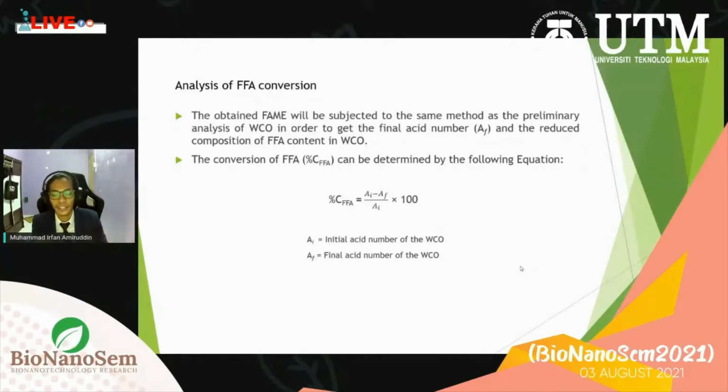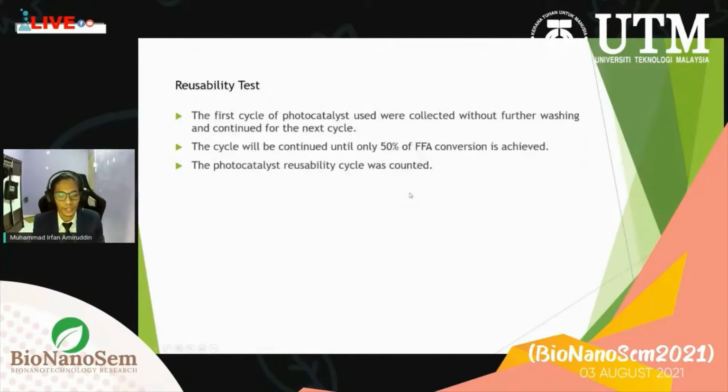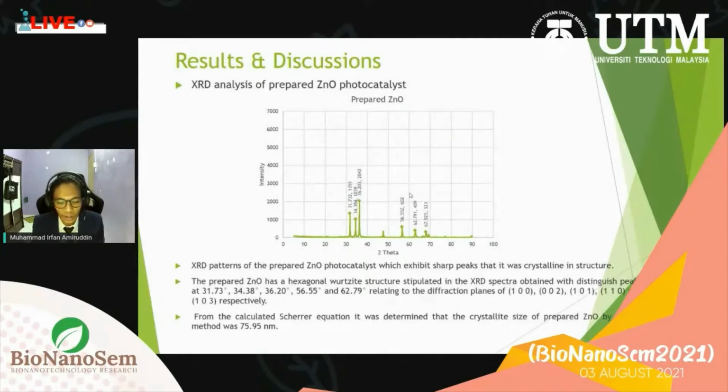We can determine the percent conversion of FFA using the following equation. Besides, the reusability of the catalyst was also tested to determine the catalyst performance. And now let's move on to the result and discussion of this study.